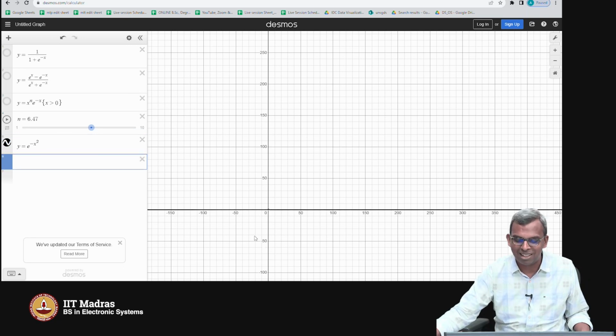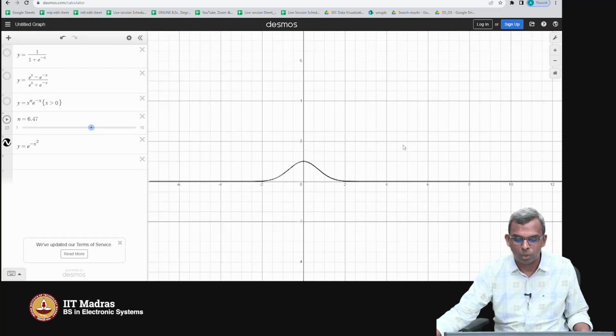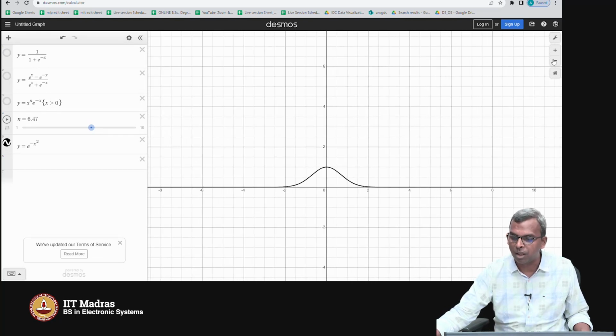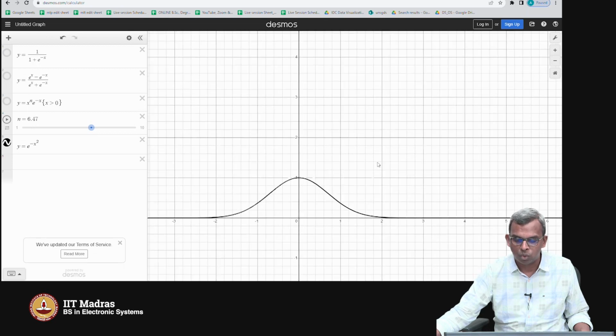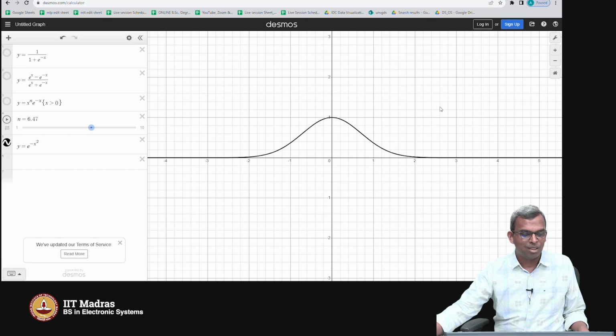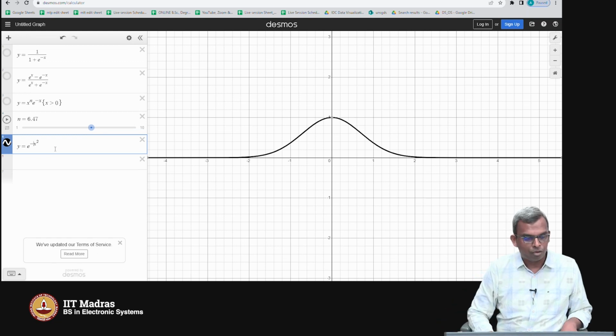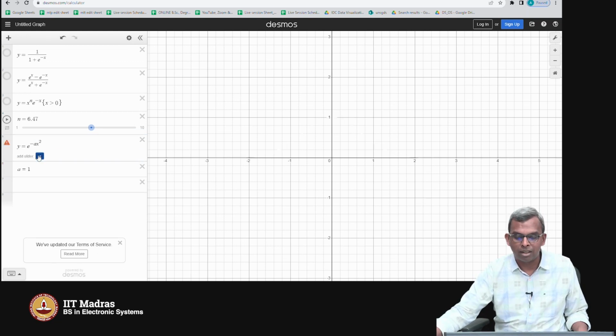Okay, my scale is a bit off. Let me just do the home picture. So there you get the whole shape. Okay, this is the famous bell shape. You can zoom a bit, or maybe you can shrink it if you like. You can change this x squared. I can put a little factor here and add a slider here.